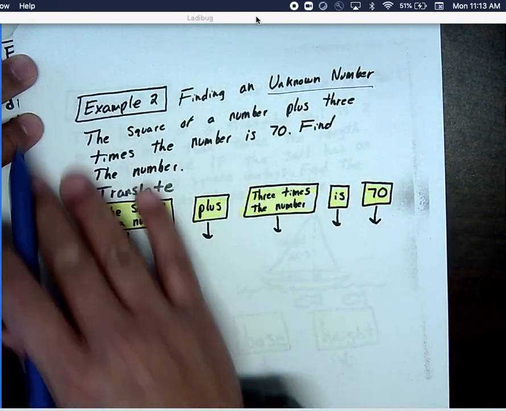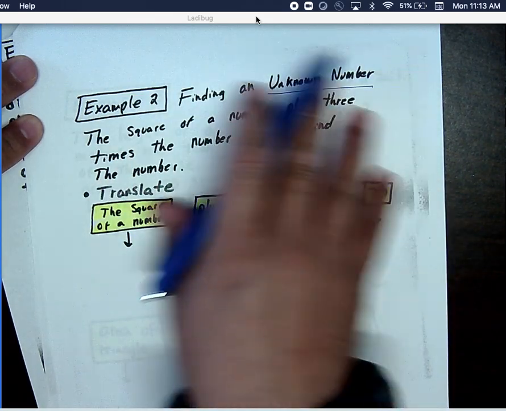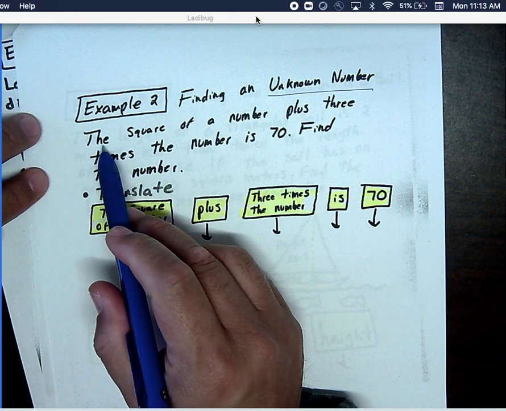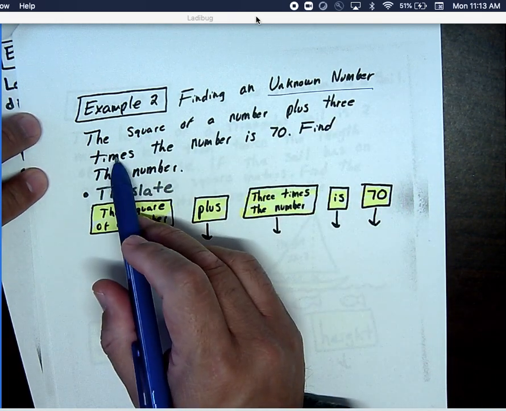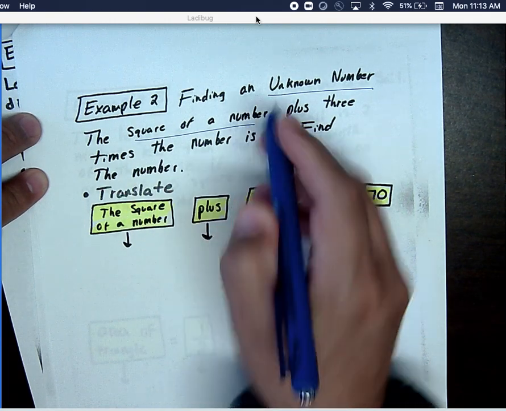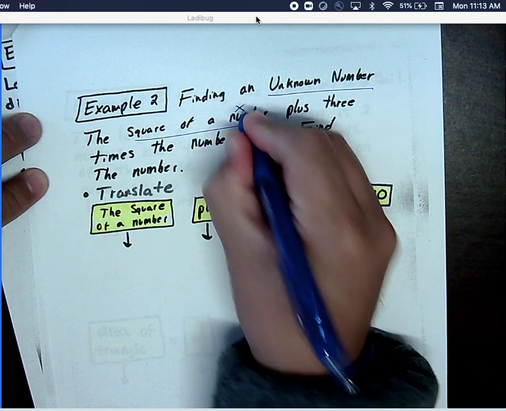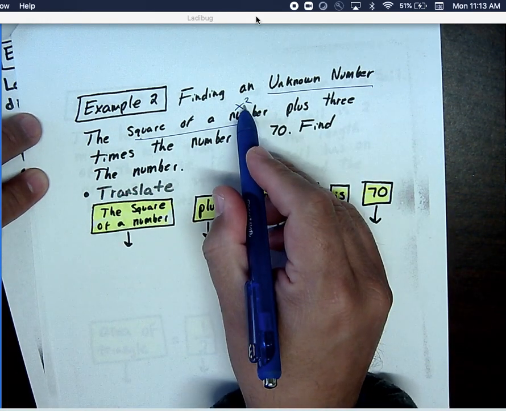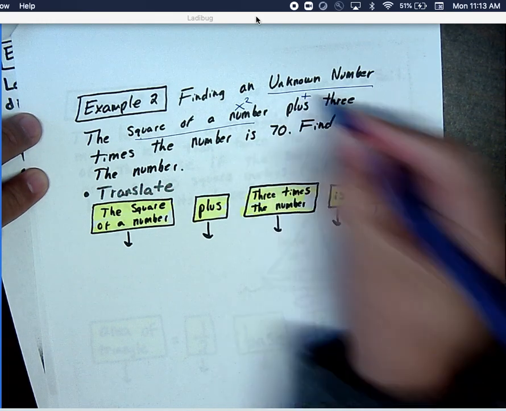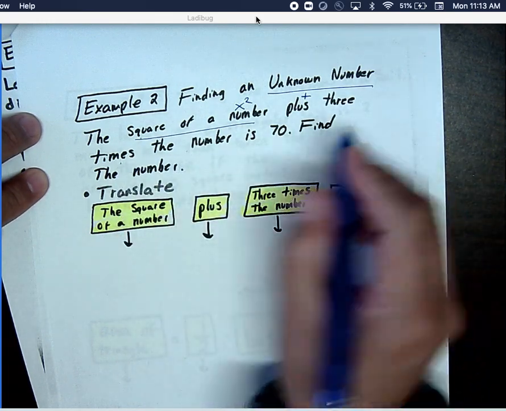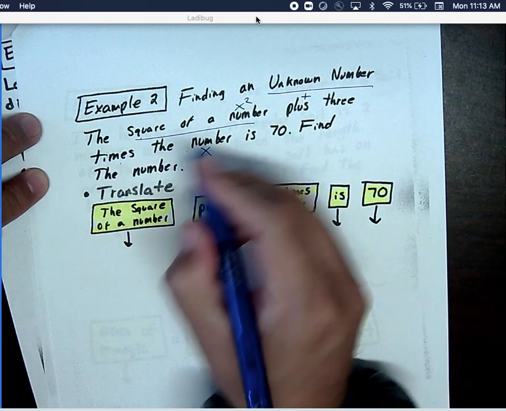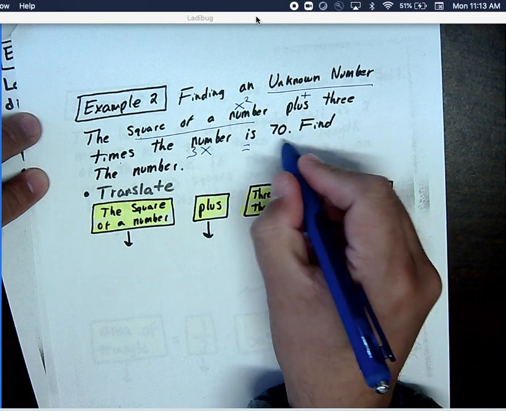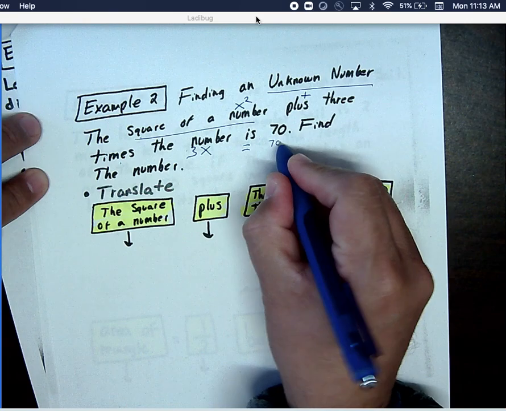And then it gives you a description of the math in words, and you need to give me the algebra here. So for example, the square of a number plus 3 times. So square of a number, we don't know what number it is, so we can name it x. Square means x squared. So the square of a number, x squared, plus, well, plus is just plus, 3 times a number. So again, this is the number, 3 times, so 3 times x. Is would be equal, remember guys, and then 70.